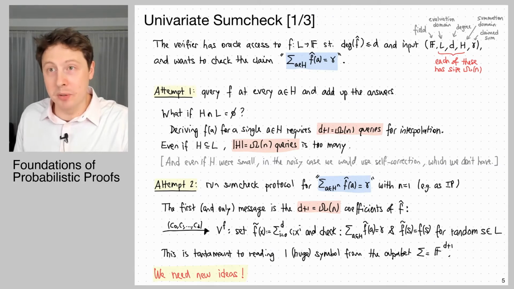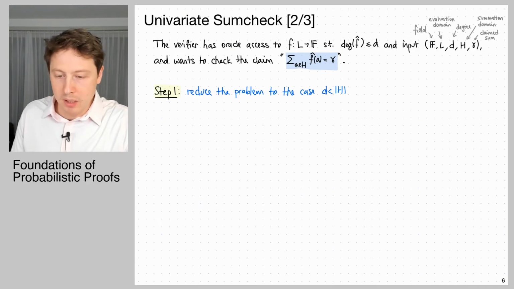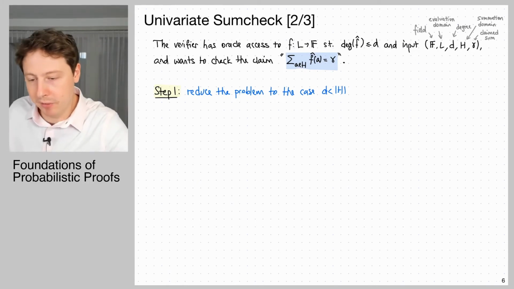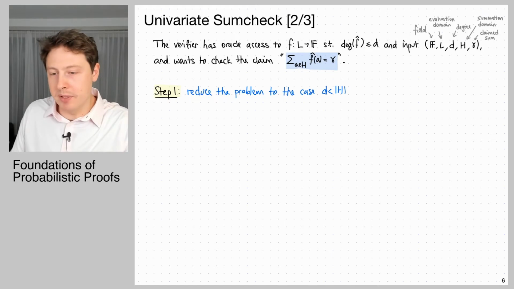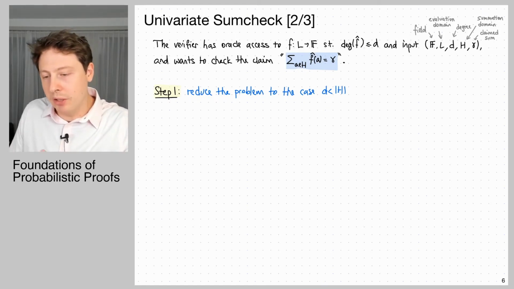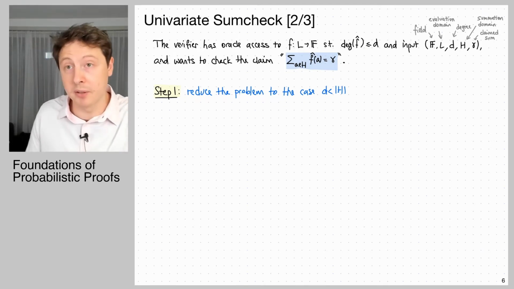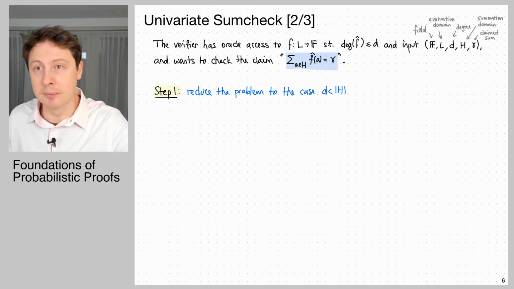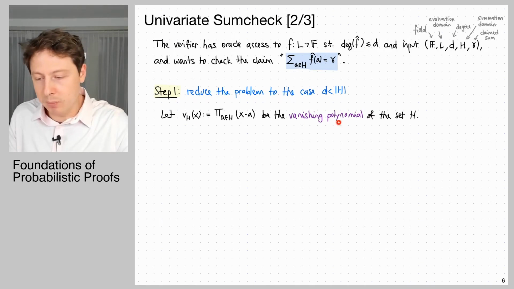All right, so what are we going to do? We're gonna try to use some algebra, okay? The first step is we're gonna try to understand what happens when we take a univariate polynomial and we sum it up. And in the first step, we're gonna try to reduce to the case where the degree is smaller than the size of the summation domain, okay? H is the summation domain. So let v sub h be the vanishing polynomial of the set H. We have already seen this type of polynomial multiple times.